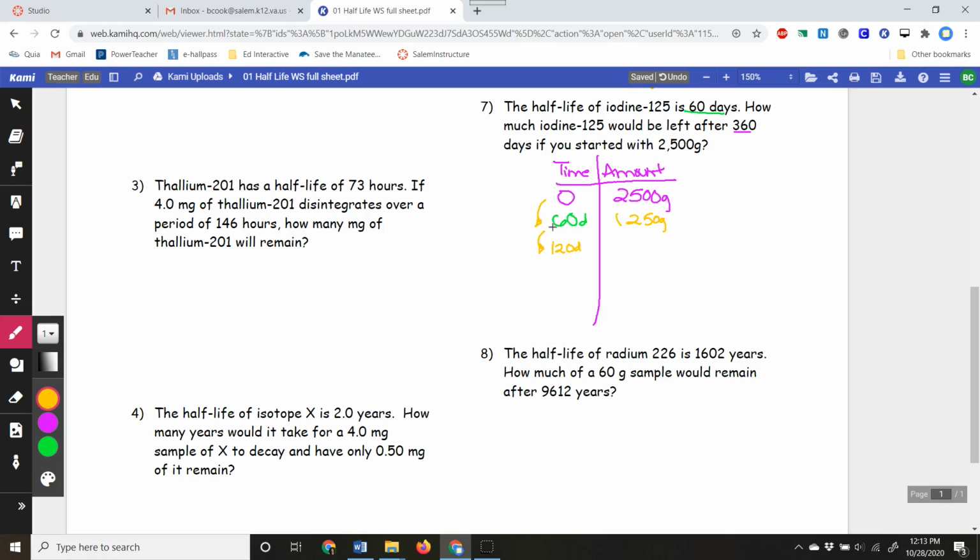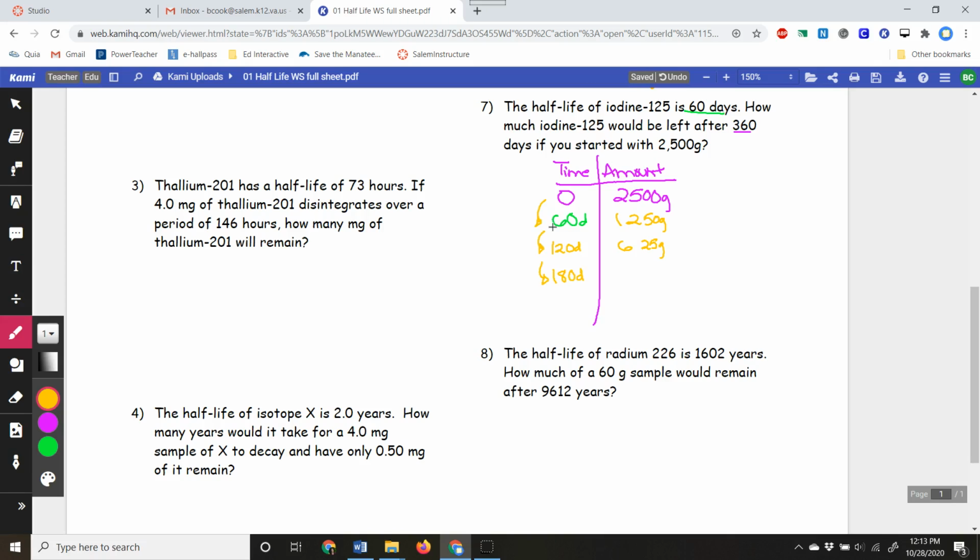All right, what are we left with after we have another 60 days? So another half-life, we need to cut our amount in half. So we're down to 625 grams. So it keeps getting cut in half. Let's have another half-life pass. So another half-life passes, that's another 60 days. We're up to 180 days.